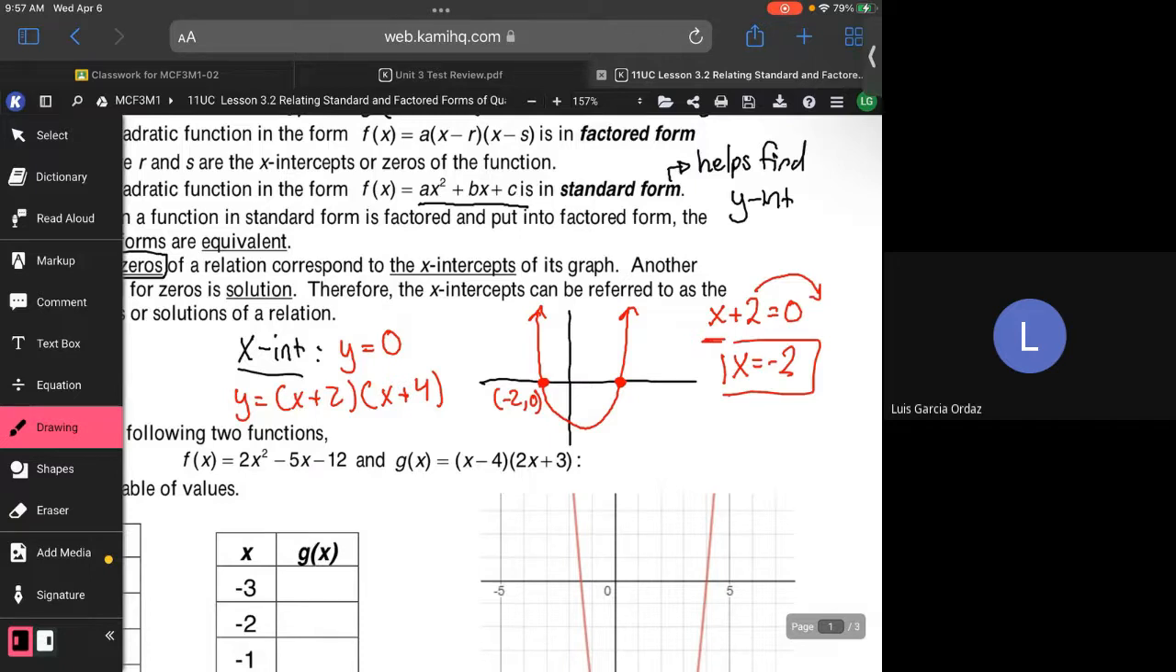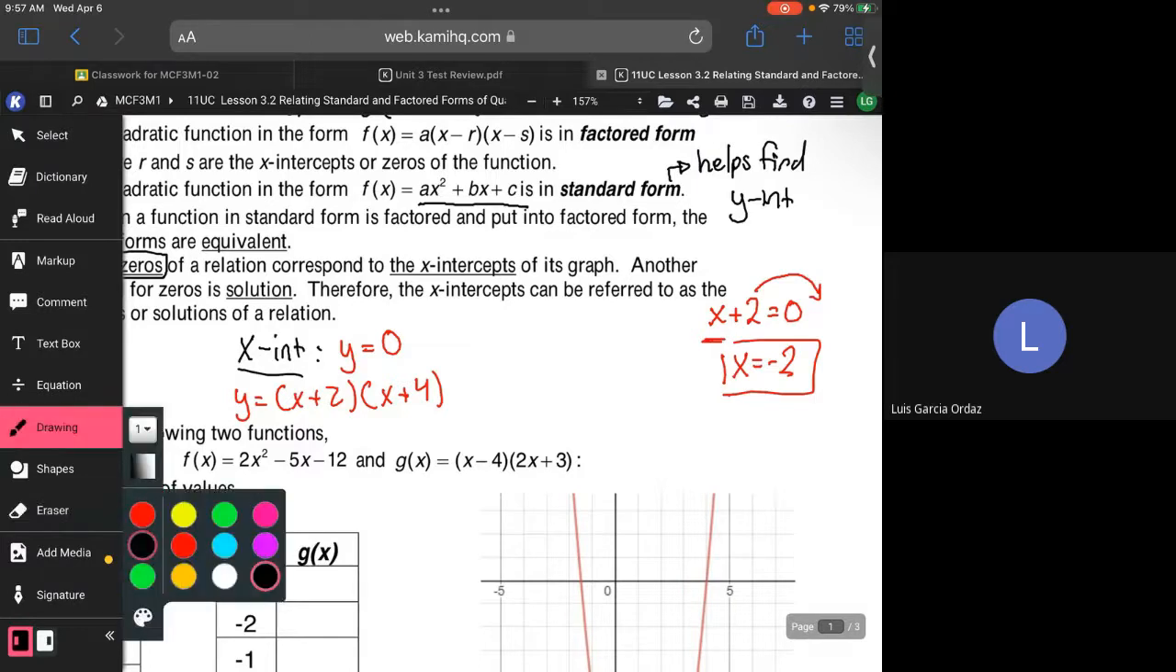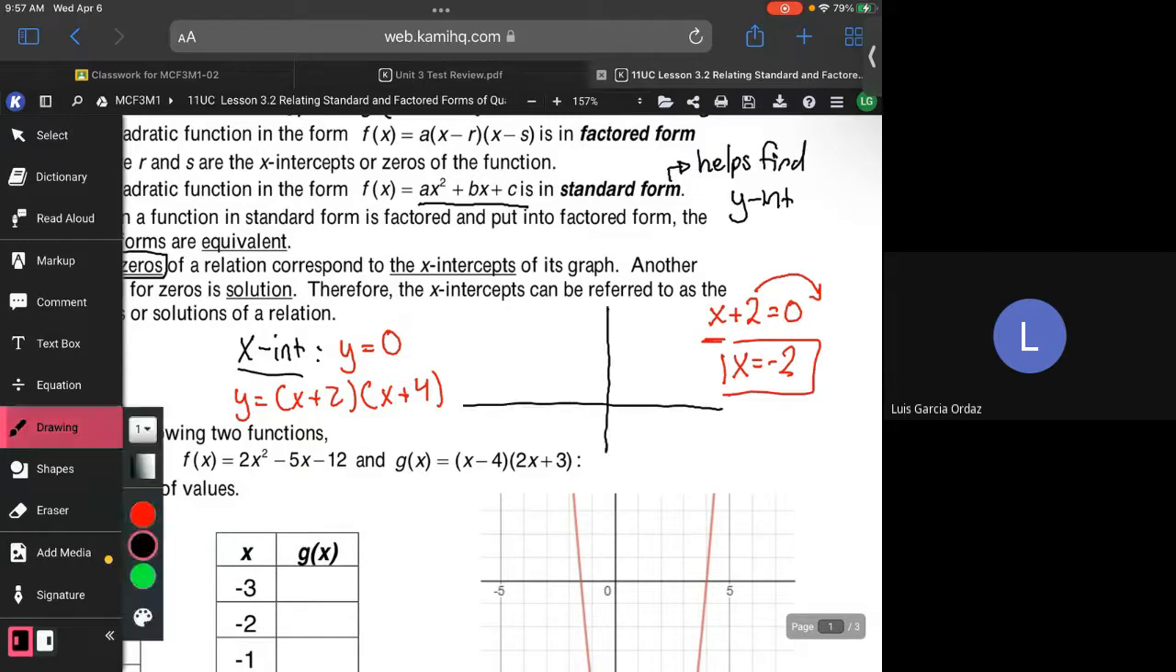So I'll redraw the graph. Sorry, is this for all of them? Like you have to isolate x first? Yeah, so in factored form. This is only in factored form. So my first x-intercept is going to be negative 2 and 0.